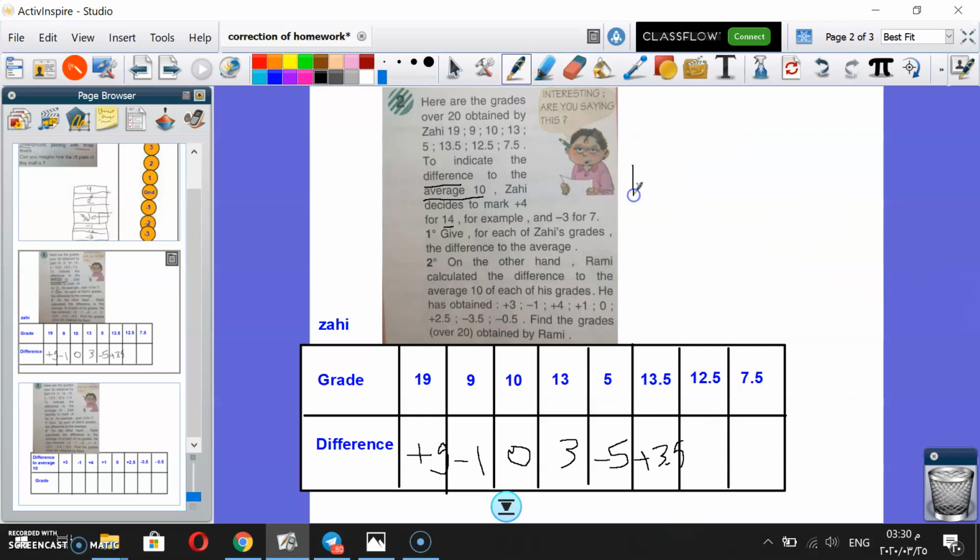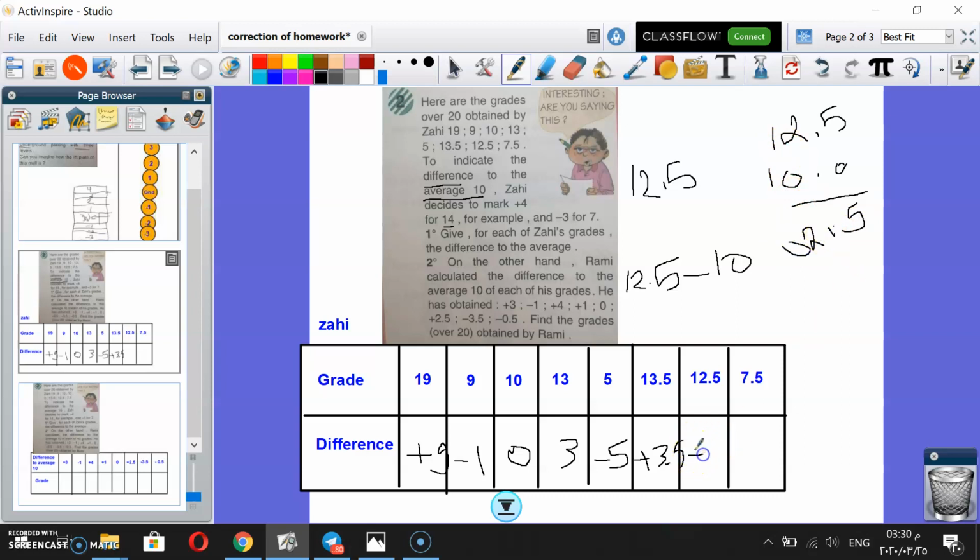And 12.5 over 20, so he is above the average by 2.5 grades. You can say the difference is 12.5 minus 10. So also you can put them below each other. You know how to subtract them. 10.0. So 5 minus 0 is 5. Here is the decimal point. 2 and 0. So 2.5 or plus 2.5.